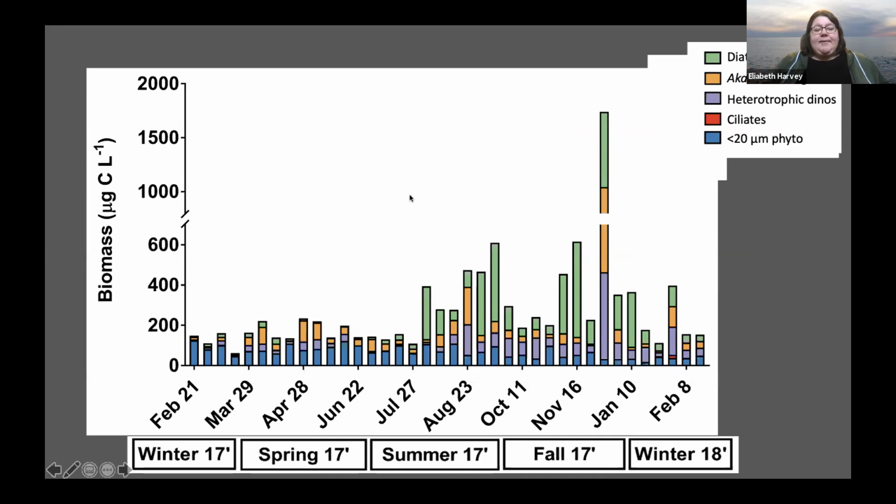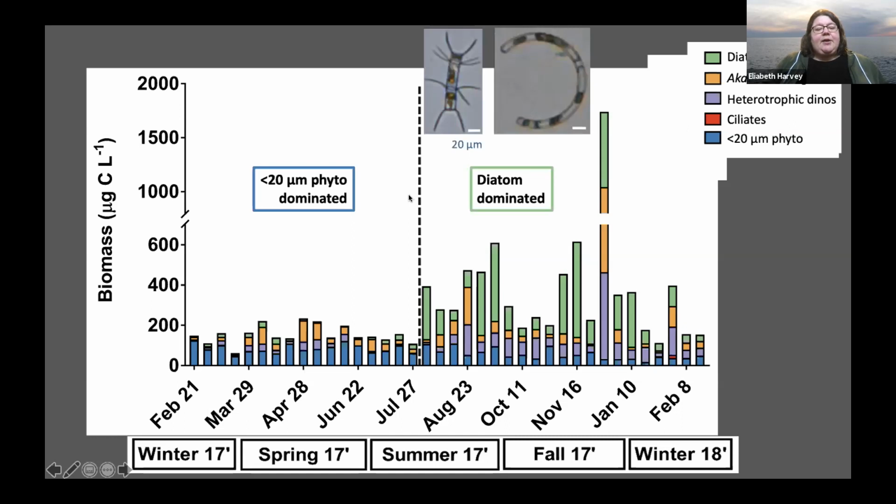And so what I want to highlight here is that over the course of our sampling year, we had this dramatic switch between cells that were smaller, so smaller than 20 microns really dominated the system until about the middle of the summer. And then we had a switch to more diatom dominated communities. And here are some images that we took from the flow cytometer, or sorry, from the FlowCam.